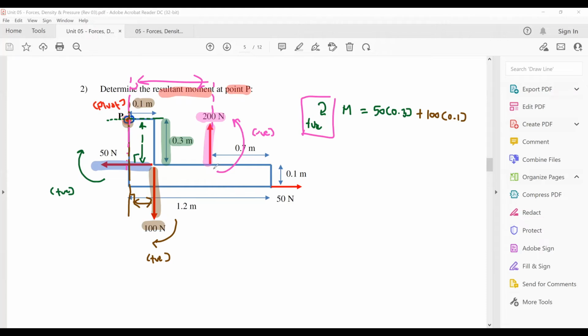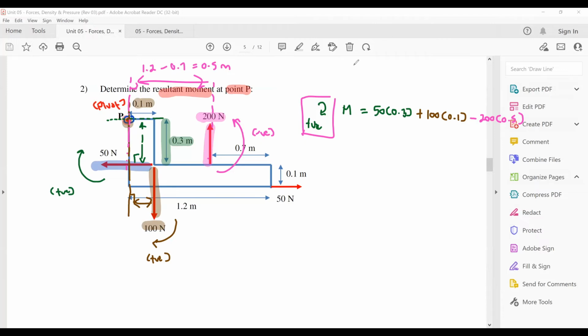How much should it be? This one here is 1.2. Yeah, this is the distance you want, right? Let me just erase this. You see that this is 1.2 for the whole length, and then this is 0.7. So you take this minus this. So this distance here is 1.2 minus 0.7, giving you 0.5 meter. So this is negative 200 times 0.5.